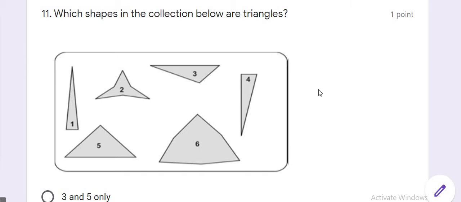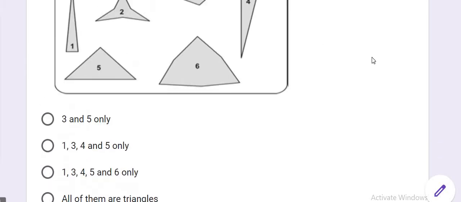So out of these options, saying 1, 3, 4 and 5, that is option number B, stating 1, 3, 4, 5 only are triangles. So option B is correct.